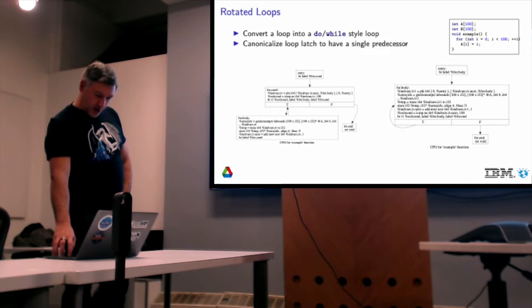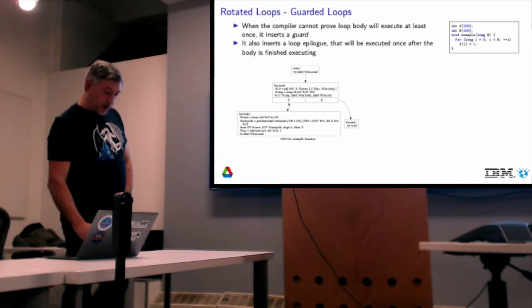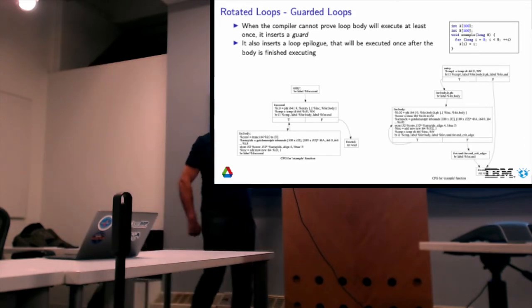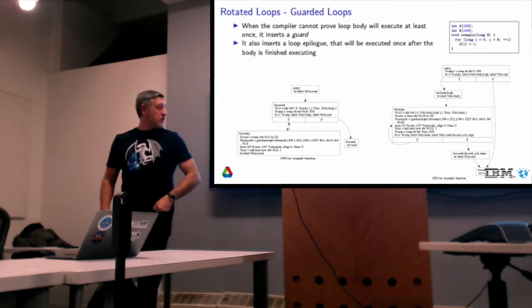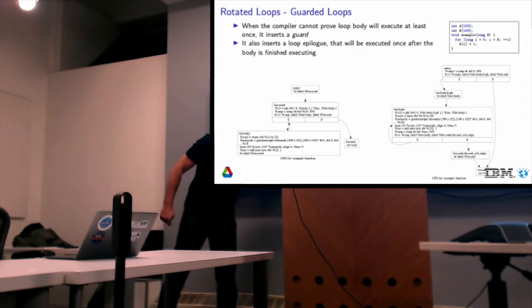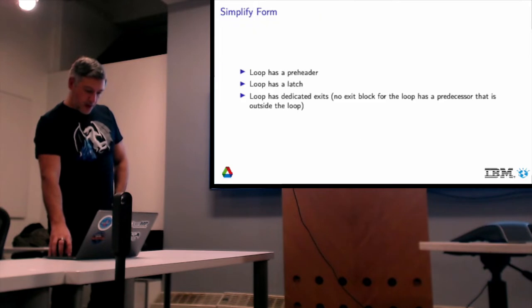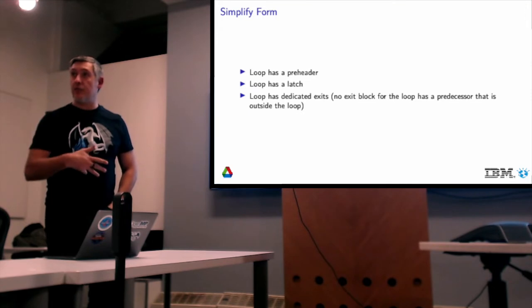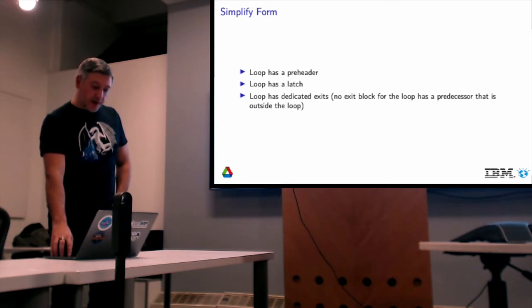Okay, so it will also insert a loop epilogue, and if it's guarded, it will put a guard. Right, so the complete structure is this. This would be the guard of a guarded loop, and that would be the pre-header of the loop. It's also canonical. And then there is an exit block over here, and the latch, sorry, the latch is this one. This is the exit block. So often you're going to see that form in LLVM. That's called a simplified form: a loop in simplified form will have a pre-header, a latch, and a dedicated exit.